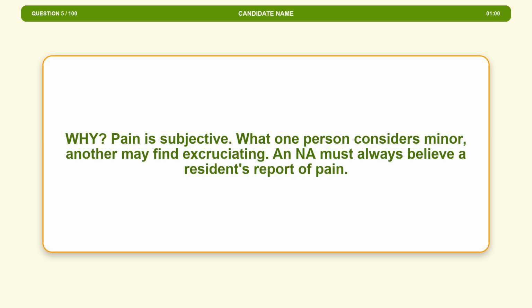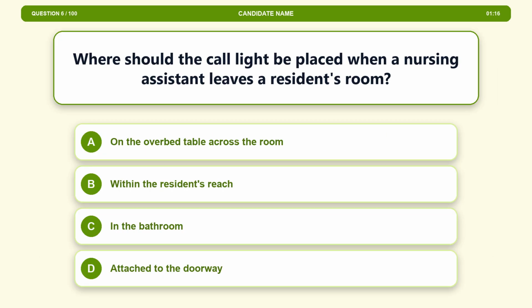Question 6. Where should the call light be placed when a nursing assistant leaves a resident's room? Option A, on the overbed table across the room. Option B, within the resident's reach. Option C, in the bathroom. Option D, attached to the doorway.